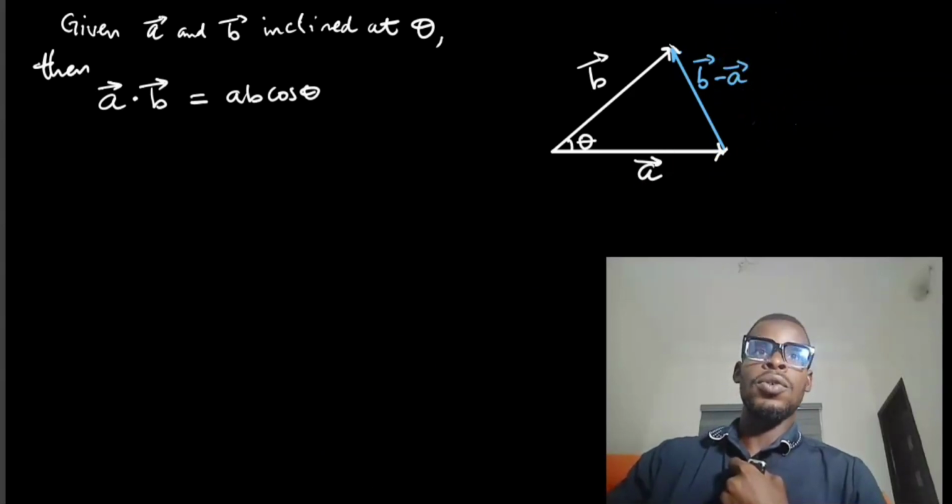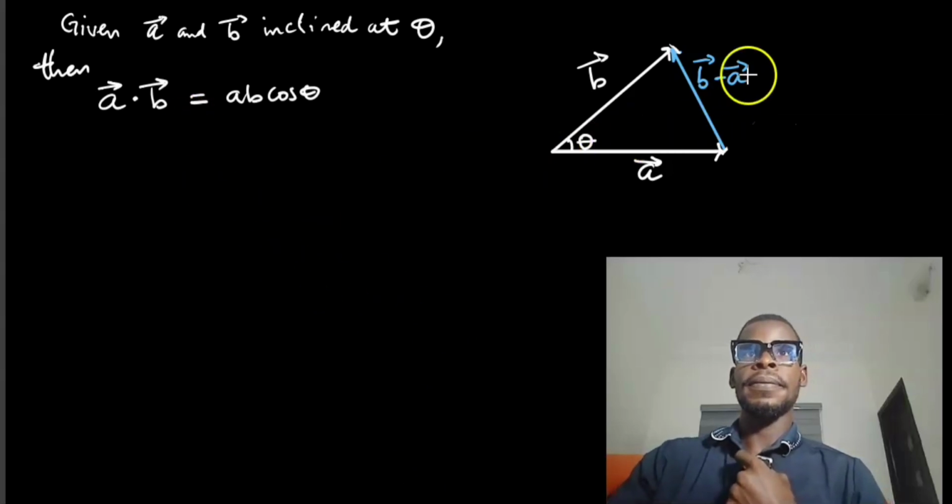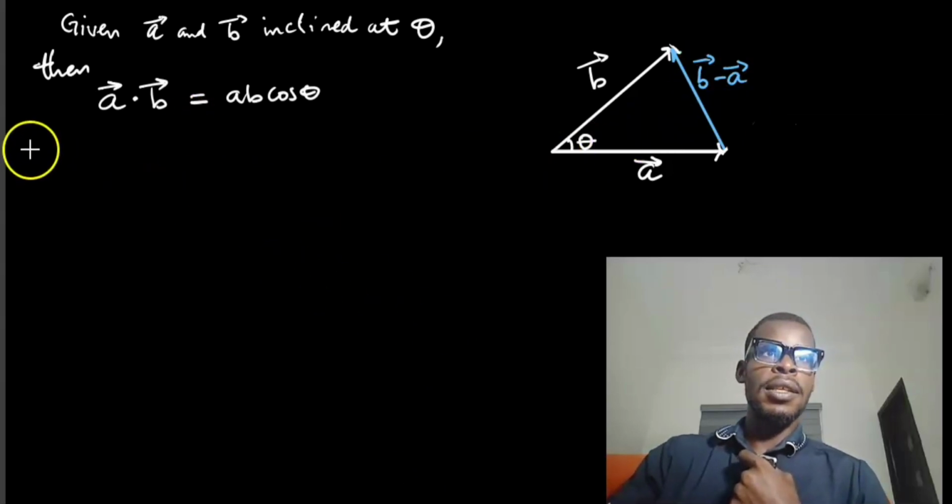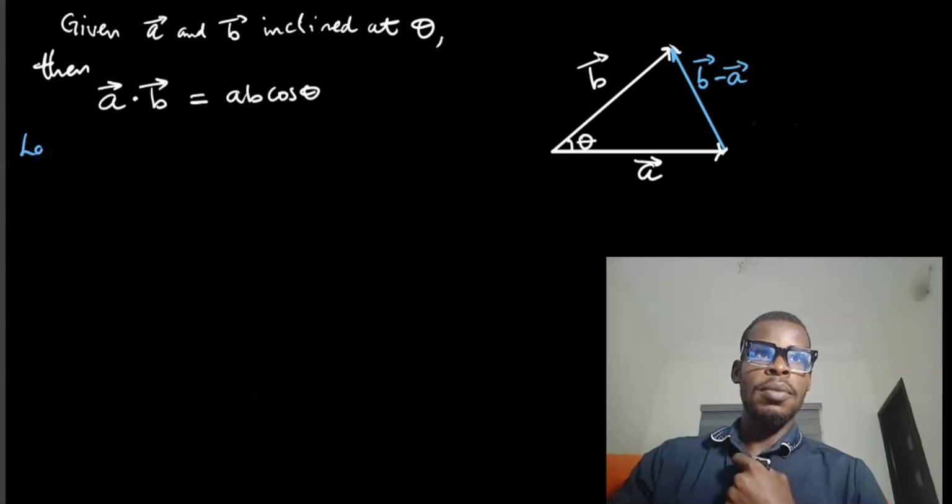Now the next thing I'll do is to use the law of cosines on the lengths. I'll just write it down. Sorry, let me not use blue. Let me use white for that. So we say law of cosines.